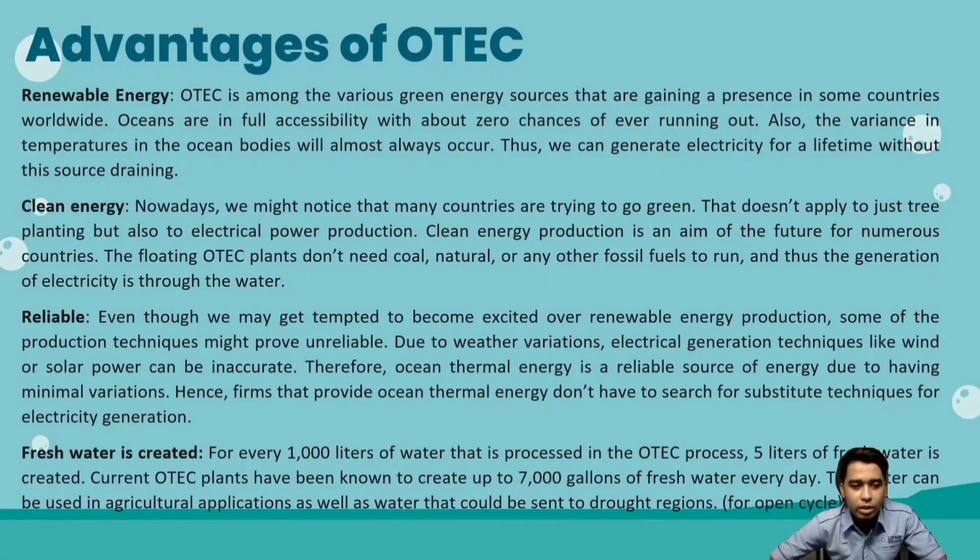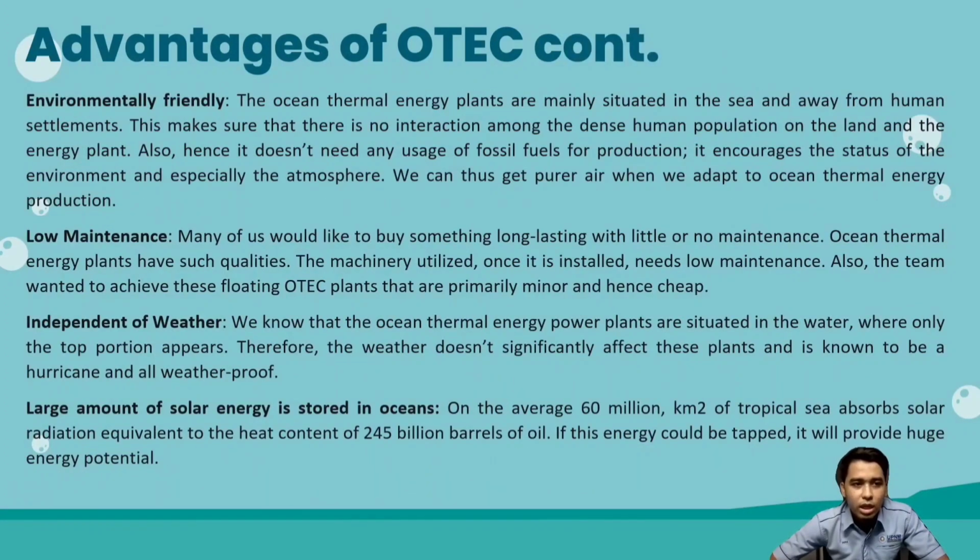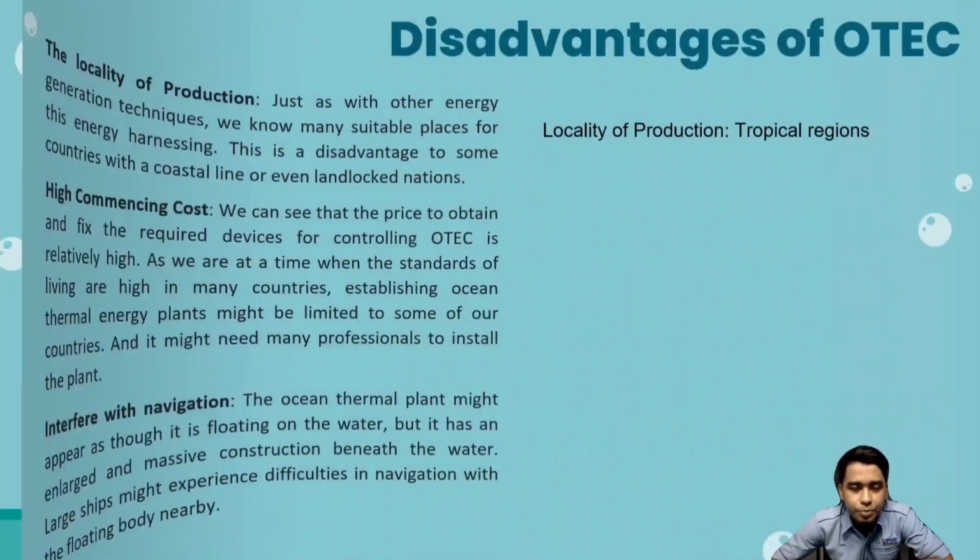Next up, it is a reliable source, and fresh water is created. For every 1000 liters of water processed in the OTEC process, 5 liters of fresh water is created. Next up, it is environmentally friendly. The ocean thermal energy plants are mainly situated in the sea and away from human settlements. This makes sure that there is no interaction between the dense human population on the land and the energy plant. Next, it is low maintenance, independent of water, and a large amount of solar energy is stored in oceans.